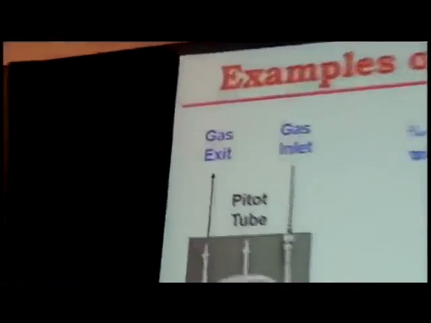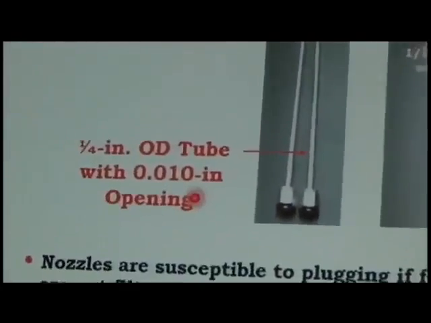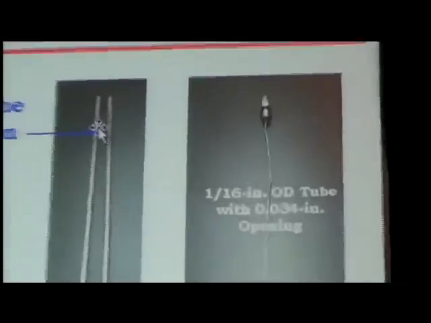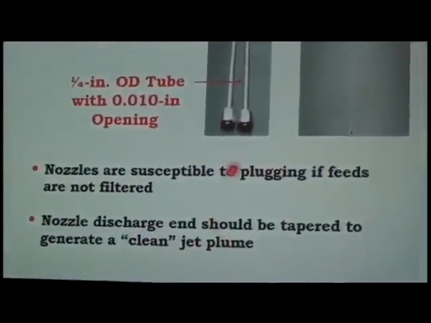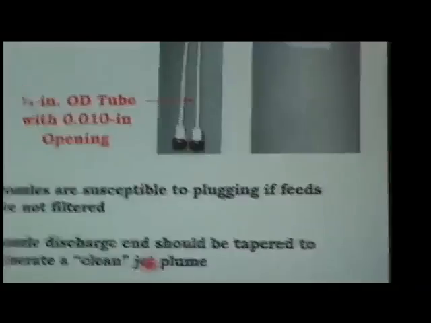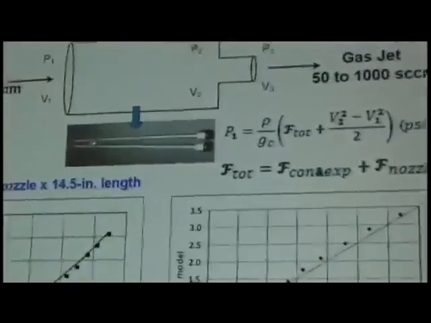We spent quite a bit of time looking at different types of nozzles. Here's a typical nozzle. Basically, it's a 1/4-inch OD tube that has an opening. Here's a typical opening, might be like 1/10,000 of an inch. It's important we find that for those nozzles to be filtered, otherwise small solids can get in there and, of course, plug these things. It's also important to have nozzles which result in what we call kind of a clean jet. So it's important to design the nozzle correctly.